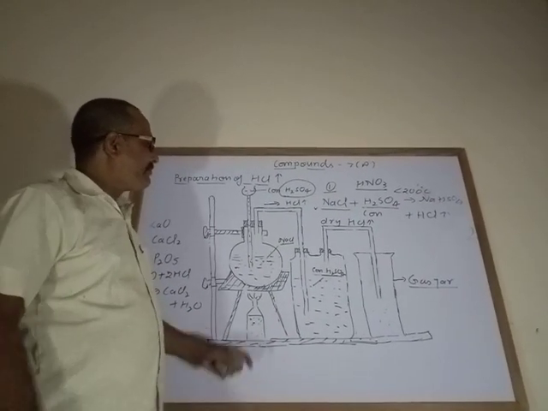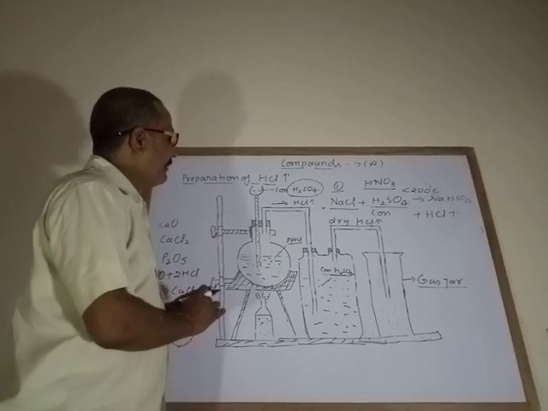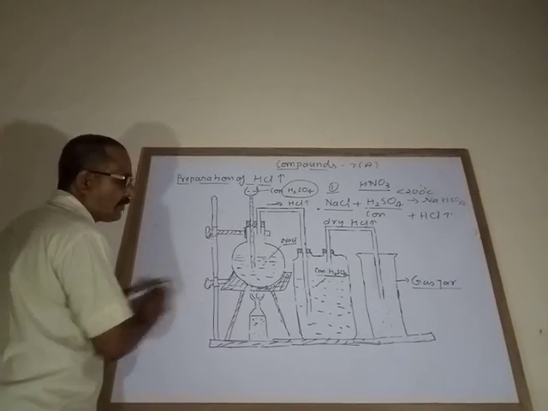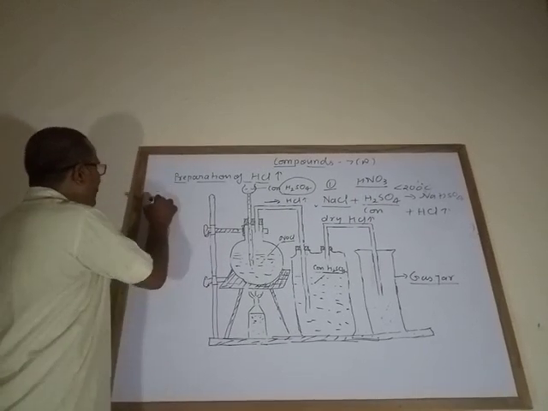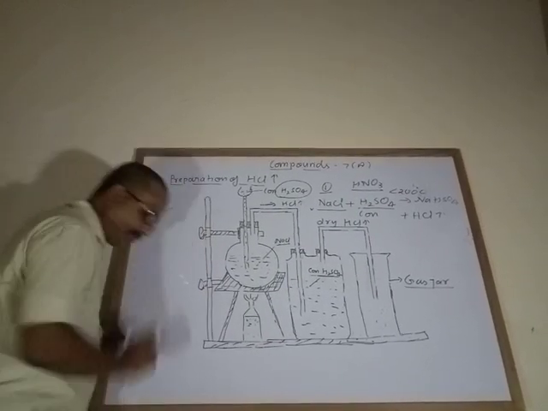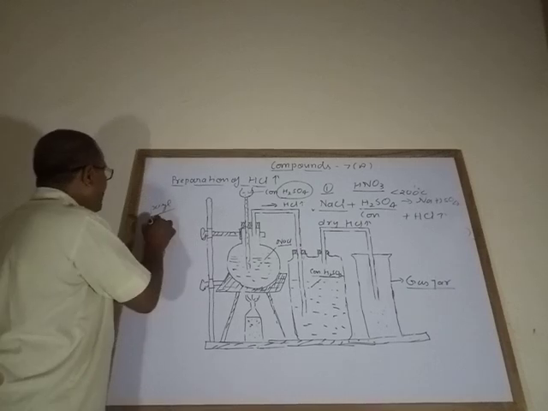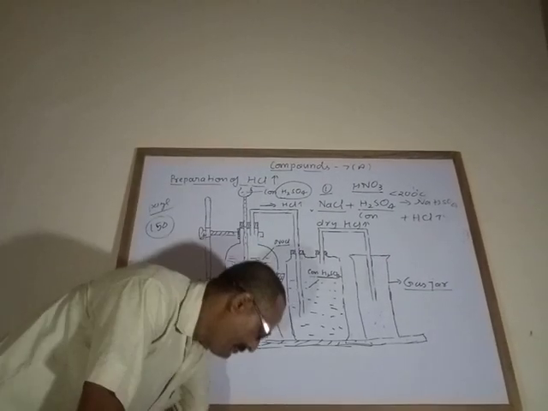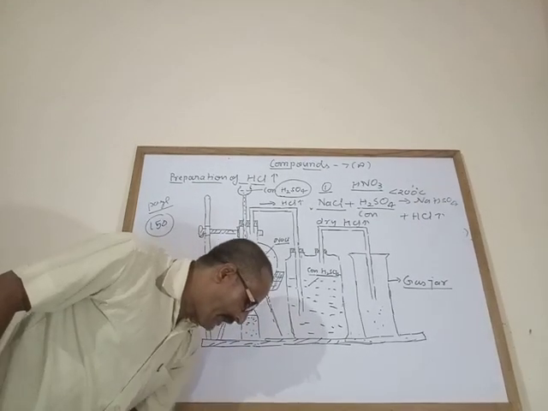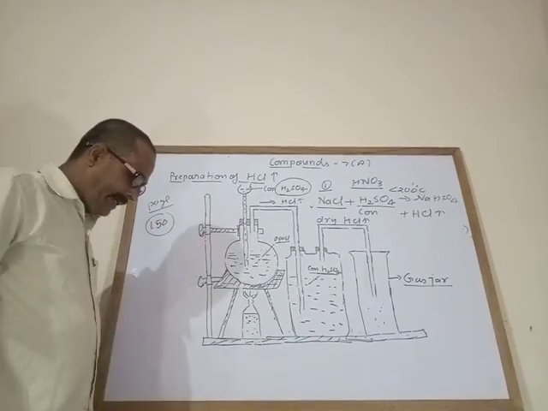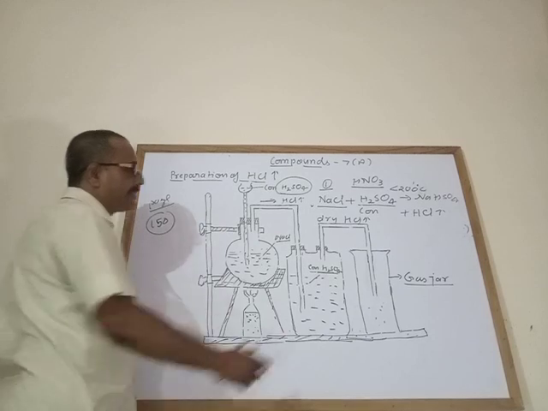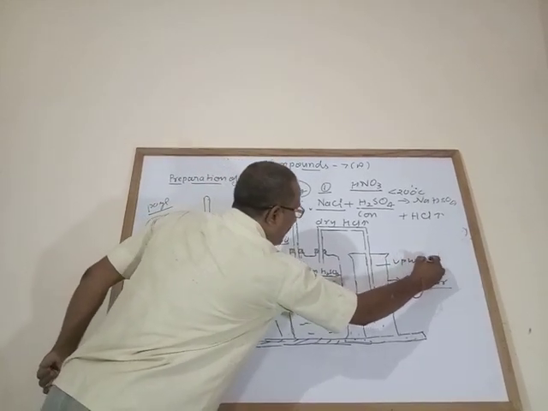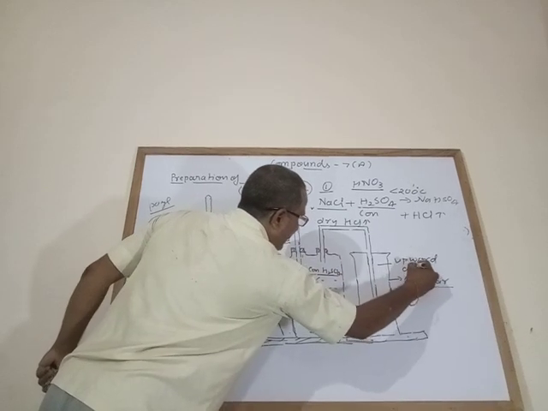Next point: what is the method for collection of hydrogen chloride gas? Page number 150 gives the collection of hydrogen chloride gas. It is collected by upward displacement of air. What is the method? Upward displacement of air.